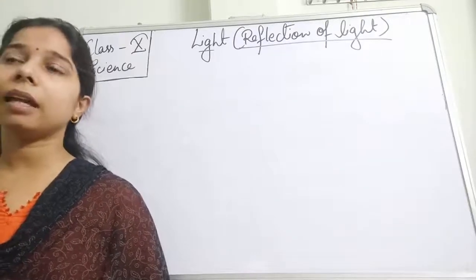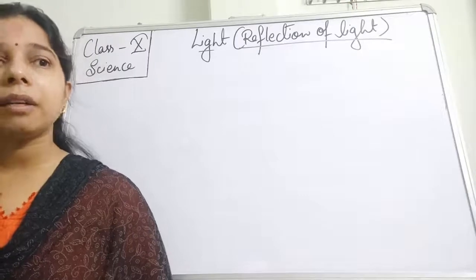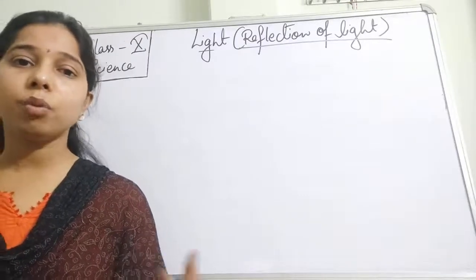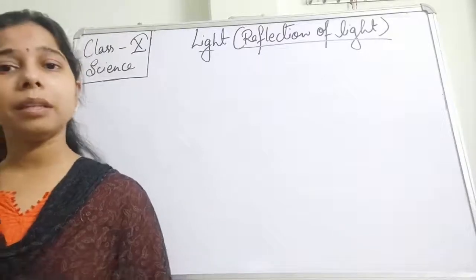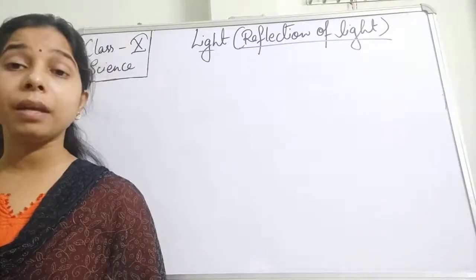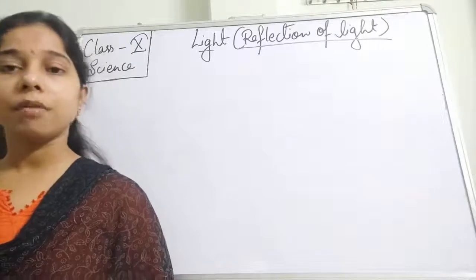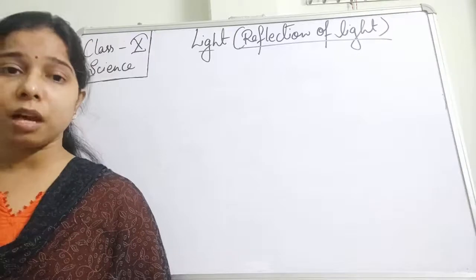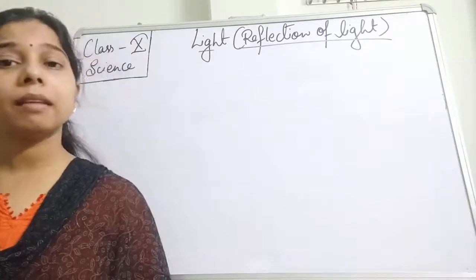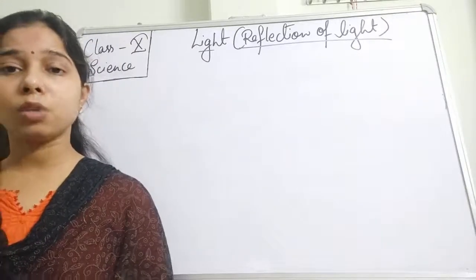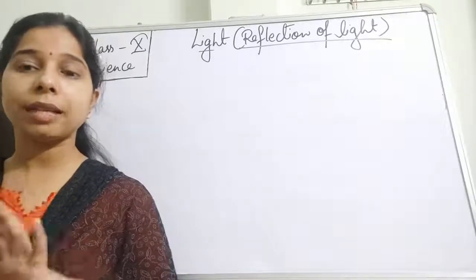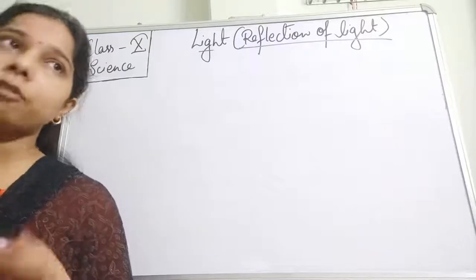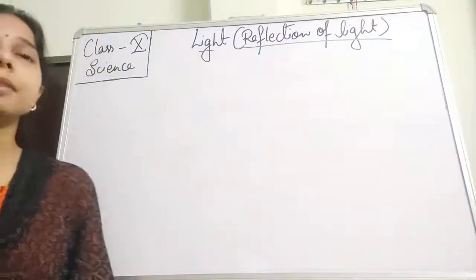It forms a laterally inverted image. It means when we raise our left hand, the image formed in the mirror will be raising its right hand. When we move our right hand, the image in the mirror will move its left hand. So the image formed will be sidewise opposite. On the basis of that, we have seen some properties. Let me tell you what they are.